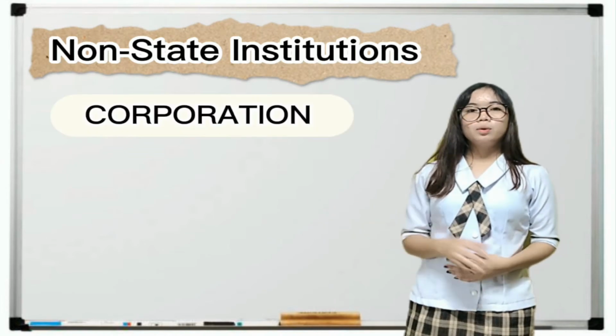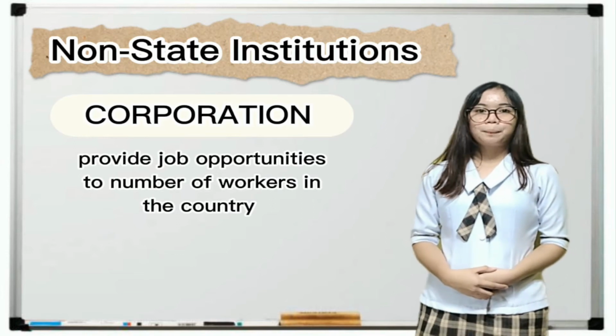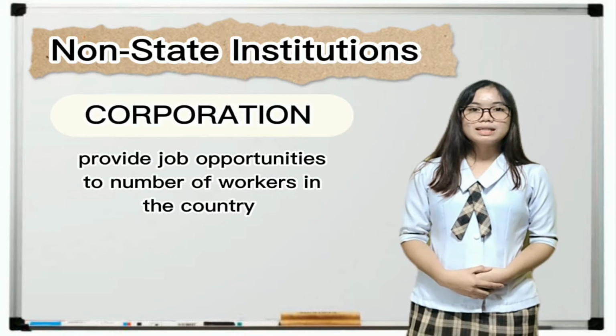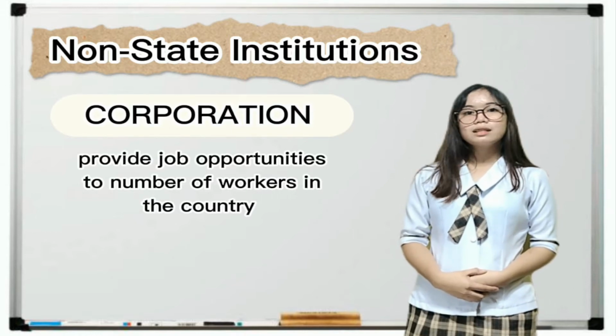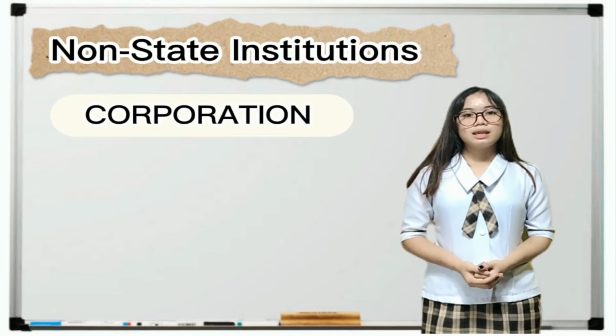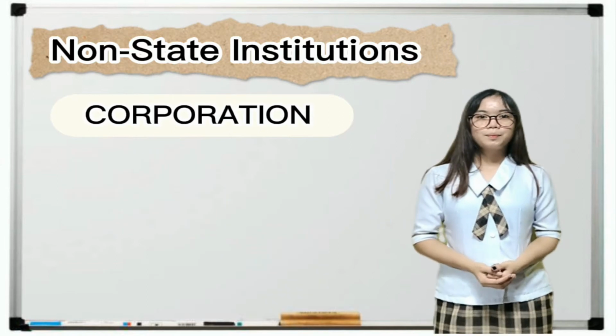A corporation is owned by a group of individuals but has a separate legal identity. Corporations provide job opportunities to a number of workers in the country and thus lessen the problem of poverty. Examples of corporations are San Miguel Corporation, Accenture, and Shell.